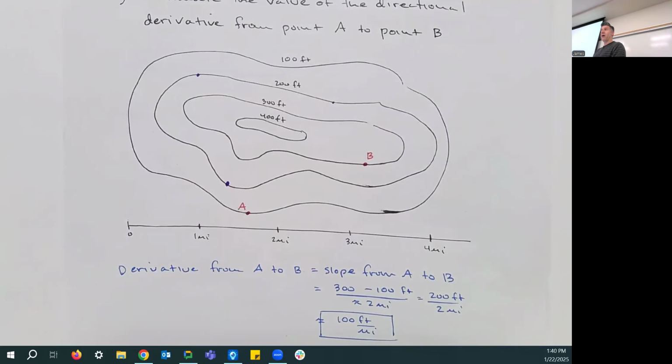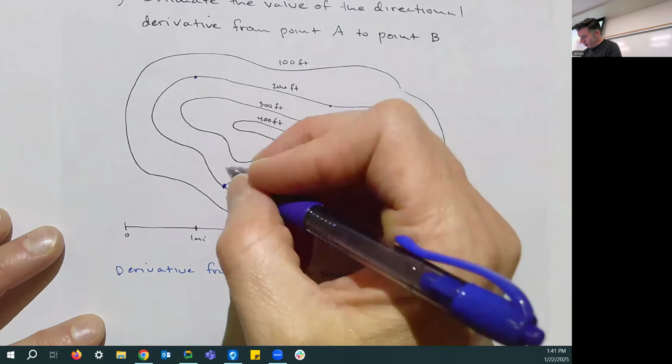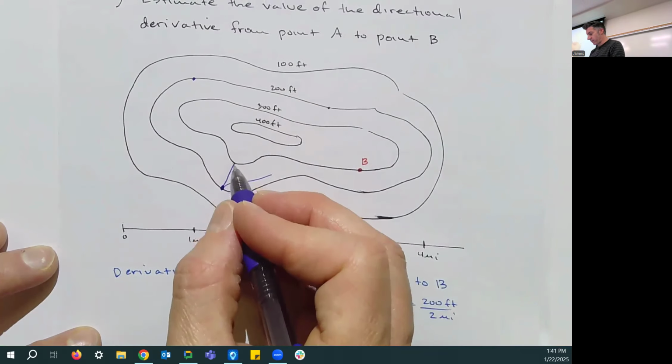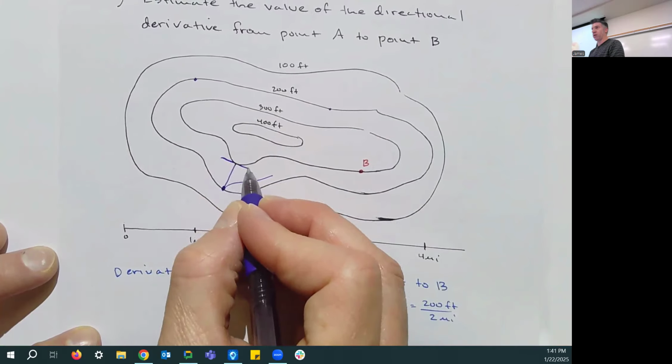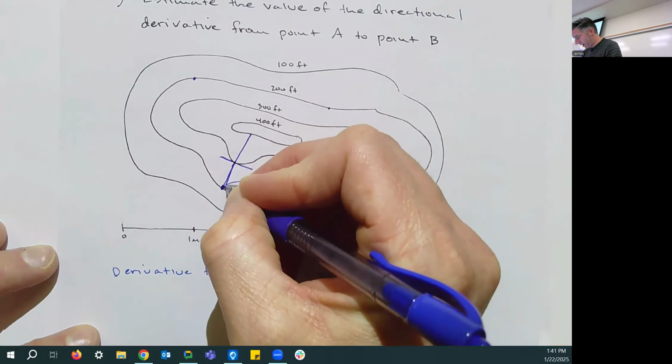Towards 400. And what I really want to say, and there's not really an easy way to say it, is the way we go up the incline the fastest is by crossing these level curves as quickly as possible. So we want to minimize the distance we're traveling. We don't want to go this way. That's not as fast as possible. I want to go that way, crossing this level curve perpendicularly. Same deal. From here to here, I want to cross it as fast as possible.